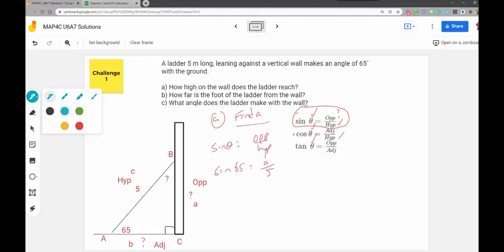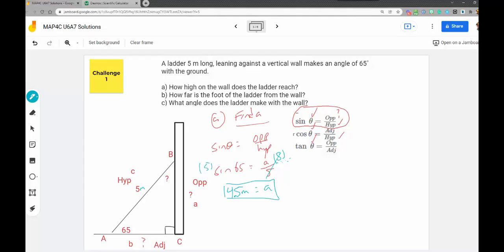We don't want little a on its own. Some people start multiplying both sides by a. That's not going to get you anywhere. That'll get you a squared over 5, and you're no better off. If I multiply both sides by 5, remember that 5 is now above the line. So 5 divided by 5 is gone. I'm left just with a equals, and 5 times sine 65 ends up being 4.5, and I do need some units. This is in meters, 4.5 meters.